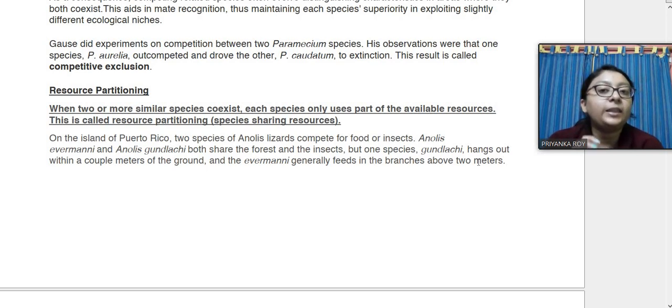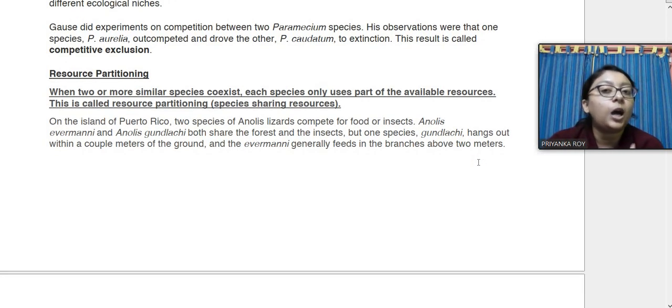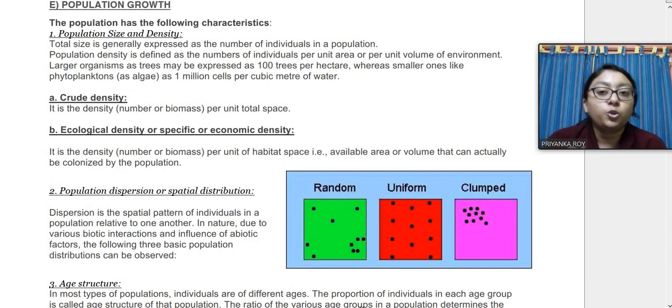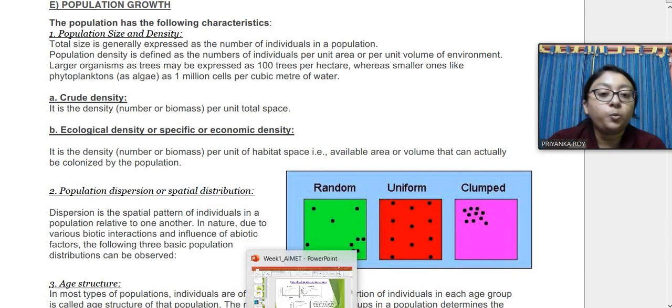So in this way, they have devised a method of how to partition the resources, or whatever resources are available, how to share them among themselves so that they can coexist together, one beside the other, and not compete or eliminate each other. So next is population growth.